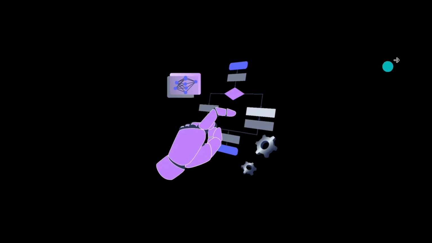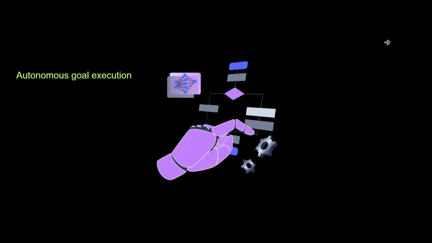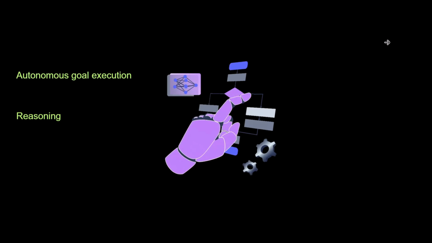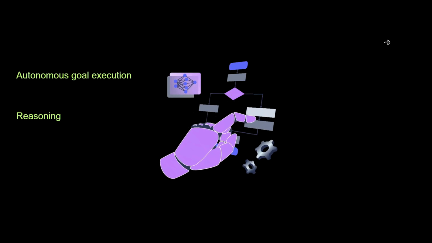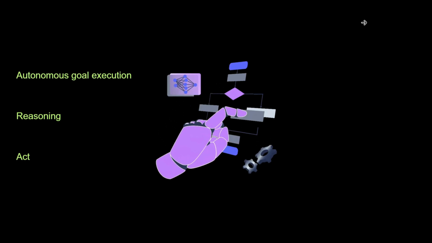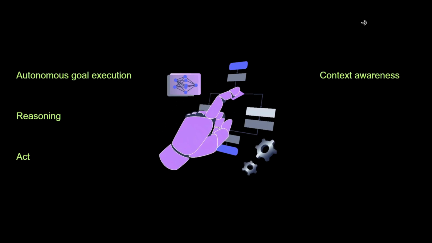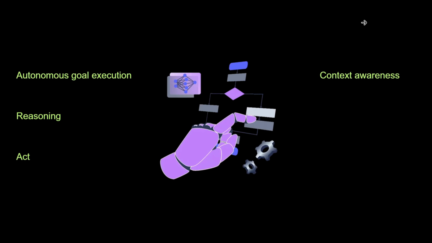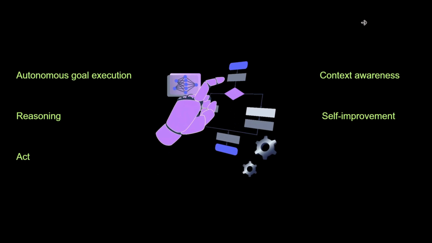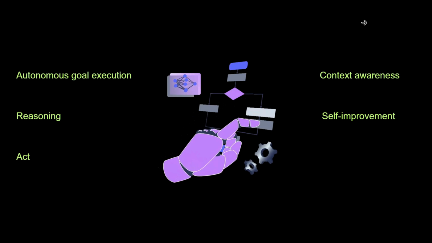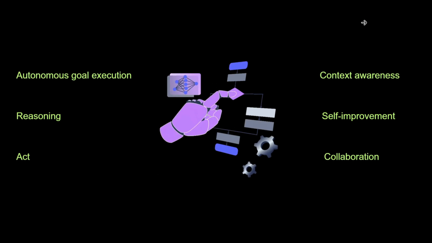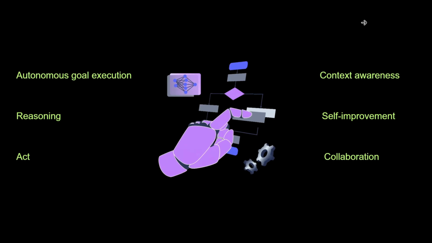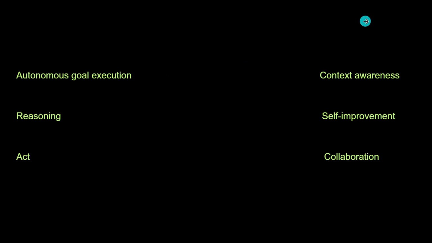Let's quickly look at the key capabilities of an agentic AI system. Autonomous goal execution, that is, define the outcome, not the steps. Then reasoning: analyze data and choose the best path. Action: act based on the decision, it will create the actions. Then context awareness: remember prior interactions and states. Self-improvement: learn from previous feedback. Then collaboration: work with humans and other agents seamlessly if defined. So that's the foundation of agentic AI, the next leap in automation.